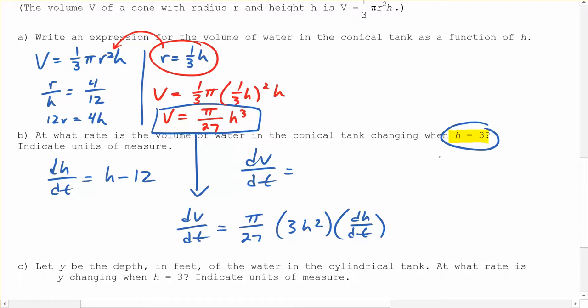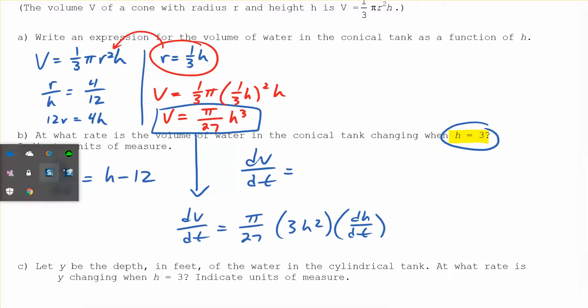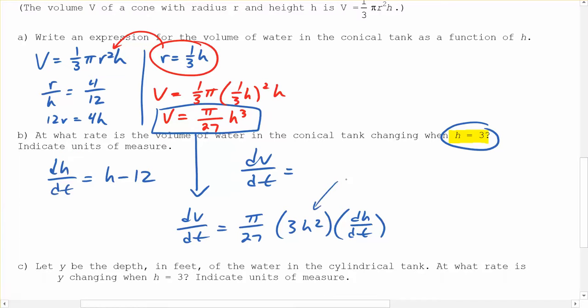3. Finish that for me, everybody. Find me dV/dt. You plug in 3 right there, and what does this become? Negative 9. So what's the answer become? Negative 9 pi feet per minute. Negative 9 pi. This one's volume, right? So what's it going to be? Negative 9 pi feet cubed per minute.